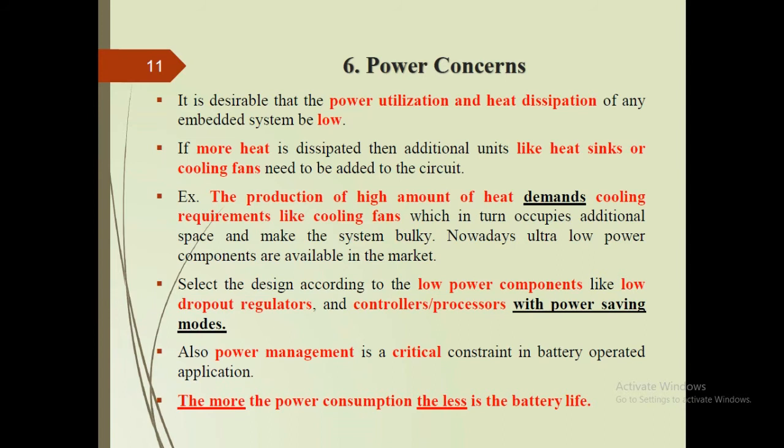Power concerns. It is desirable that the power utilization and heat dissipation of any embedded system is low. The more heat is dissipated, the additional unit like heat sink or cooling fan need to be added to the circuit. Okay, so it will become bulky. Nowadays, ultra low power components are available in the market. Okay. The more the power consumption, the lesser is the battery life.